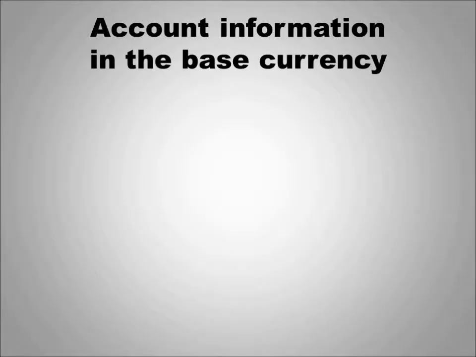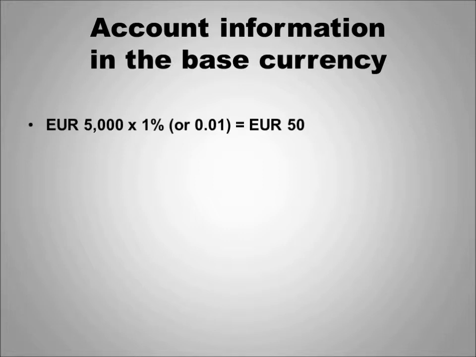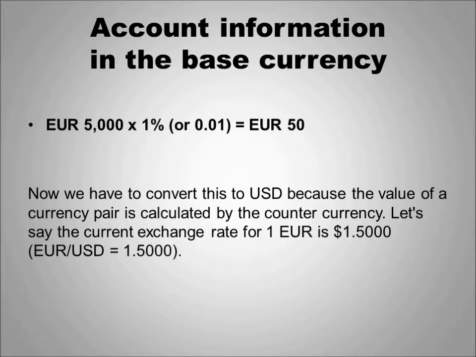Okay, so account information in the base currency. Since the euro is the base currency, we should figure out exactly how much we're willing to risk in the base currency. So let's change the US dollars into euros. So 5,000 euros times 1%, that means I'm willing to risk losing 50 euros.